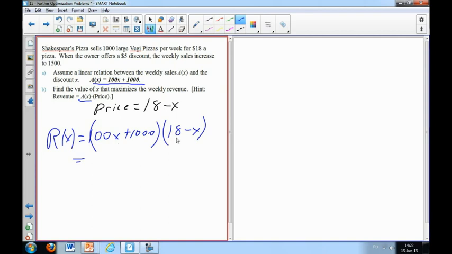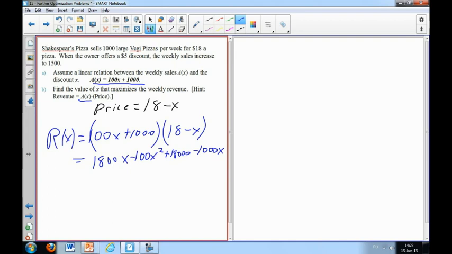gives 1800x, and then with the distributive method you just take the same 100x times the other one, the minus x, to get minus 100x squared. And then we do the same with 1,000. The 1,000 times 18 gives us 18,000, and then 1,000 times minus x gives us minus 1,000x. If you prefer to use the FOIL method, that's fine. The FOIL method is an excellent way to do this. However you're used to doing it is fine.